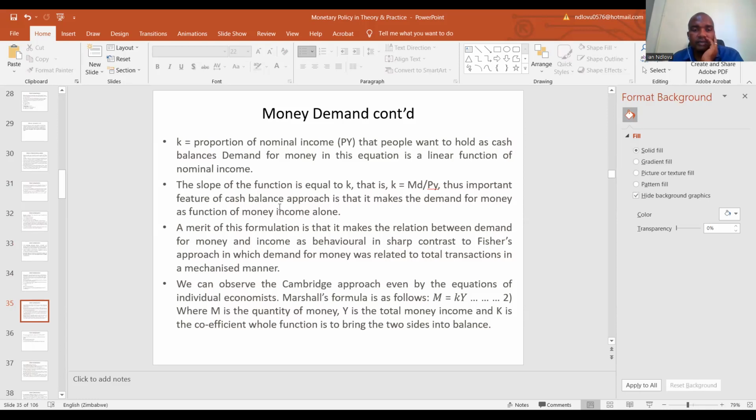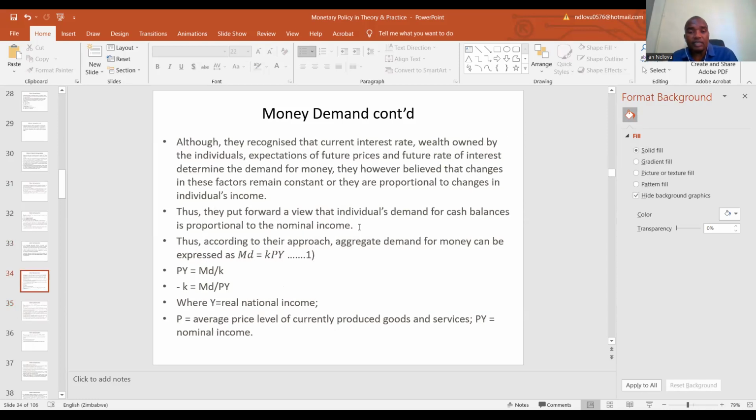It's an important feature of the cash balances approach, in that it makes the demand for money a function of money income alone. That is nominal national income. Because remember, your PY is nominal national income, because your P is the average level of prices and your Y is national income. So this k is equal to Md over PY. It makes money demand related to nominal national income, because the constant k is equal to Md over PY.